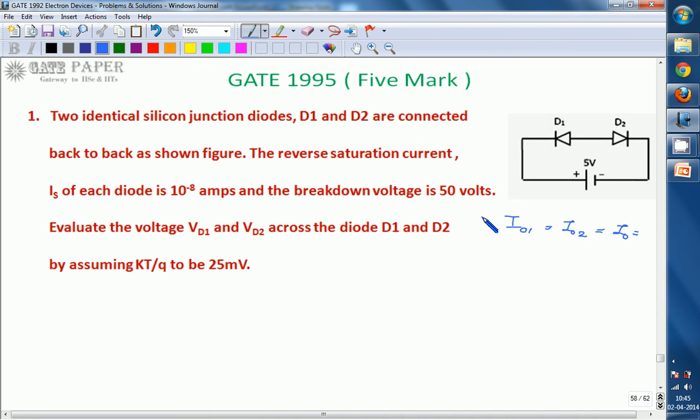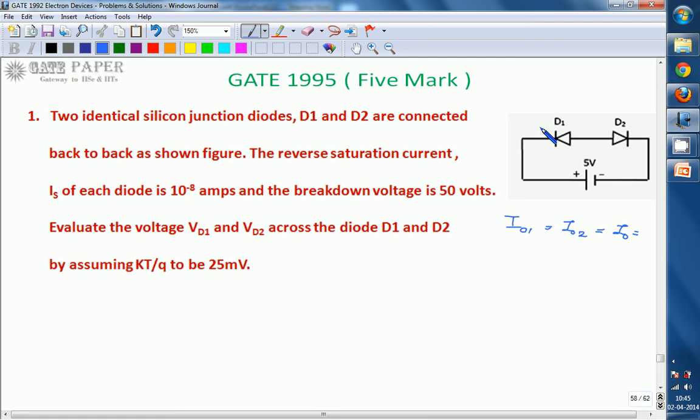For that we should know the position of D1 and D2, which is forward bias and which is reverse bias. Before deciding whether D1 is forward bias or reverse bias, first we will see, if D1 is forward bias, how much forward current flows, and what is the reverse saturation current. Like that, D2's forward current and reverse saturation current will be indicated first. Later we will see about the conditions.